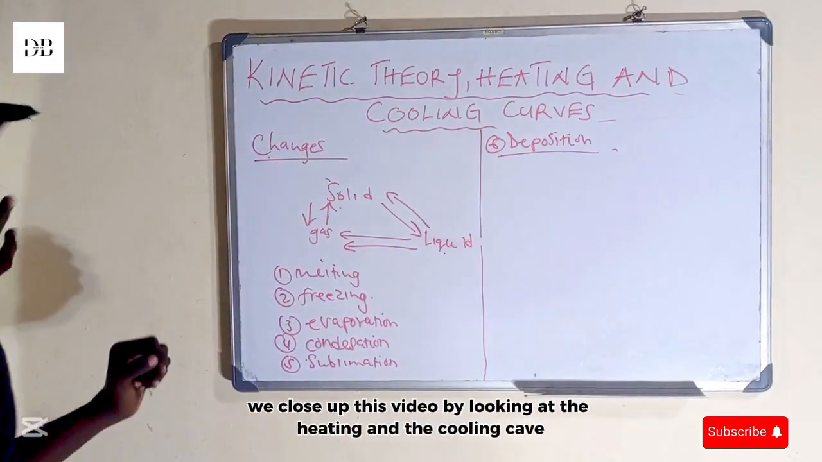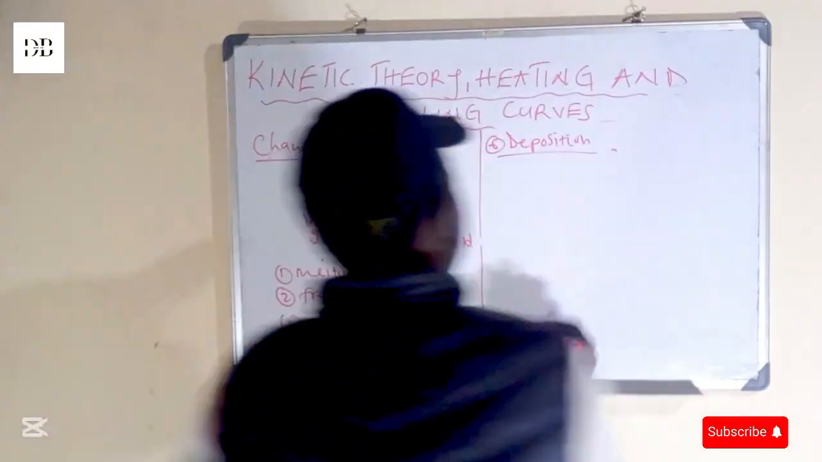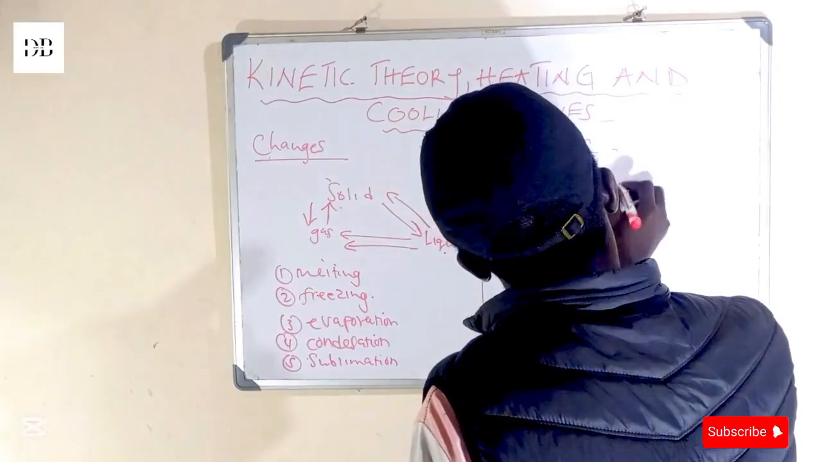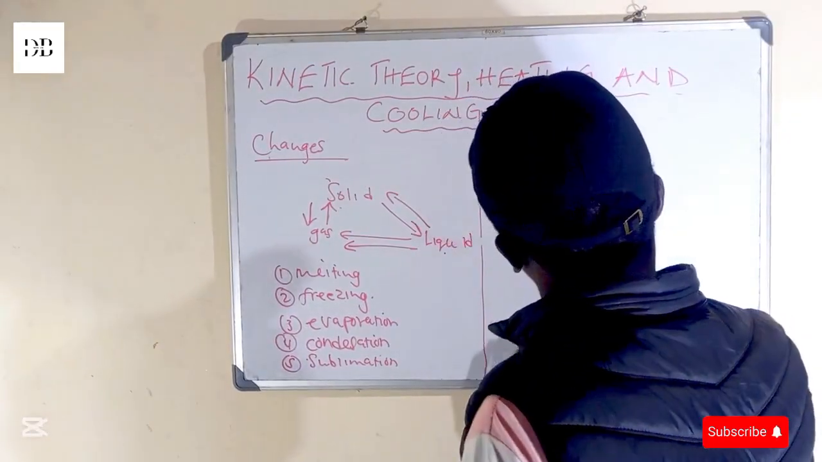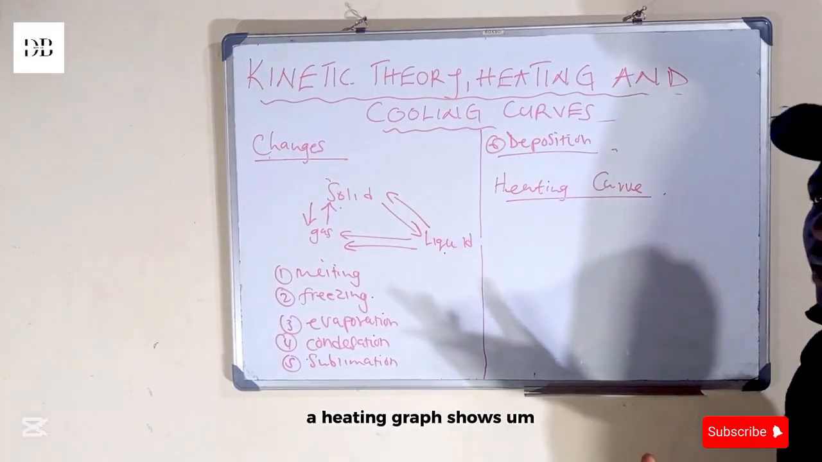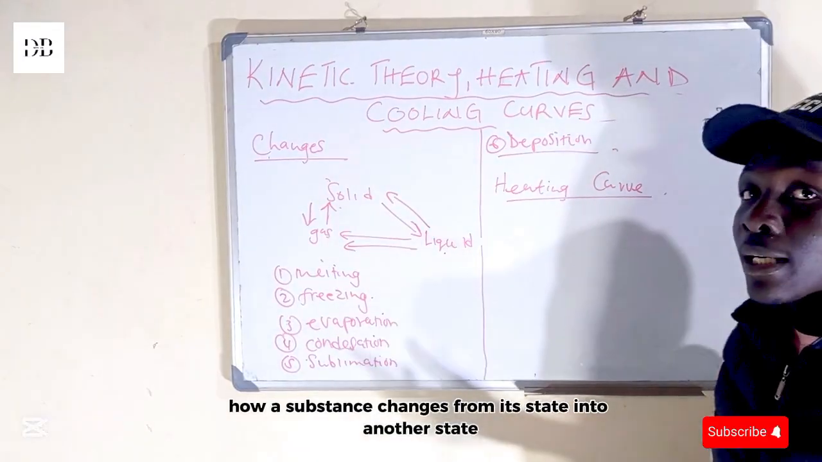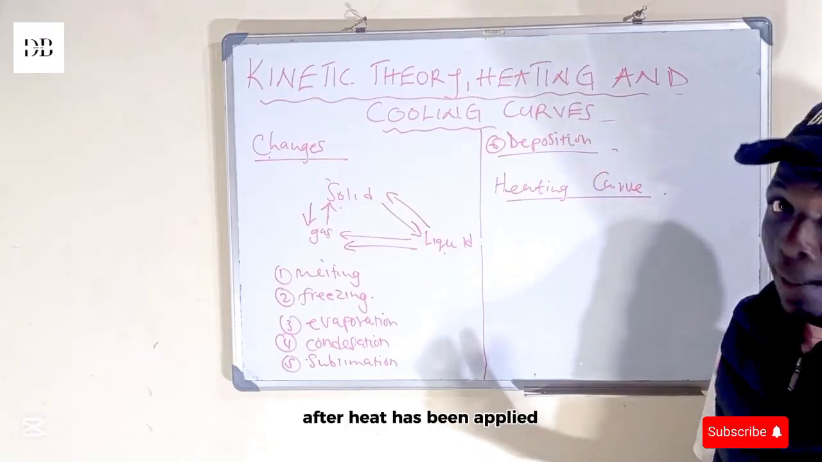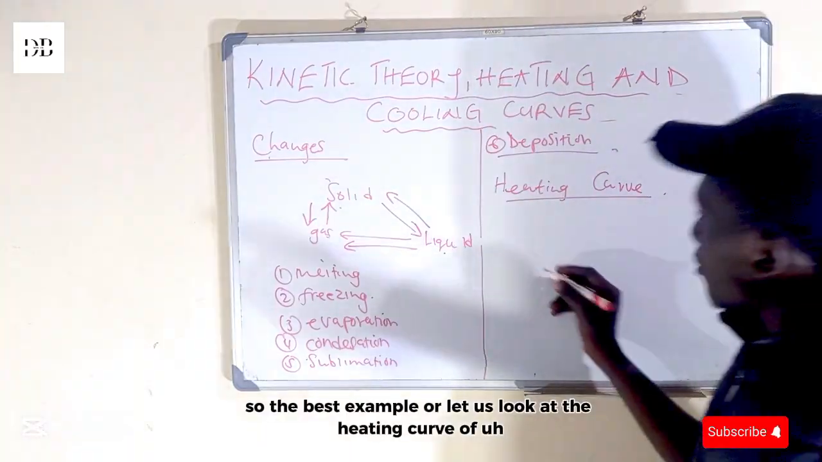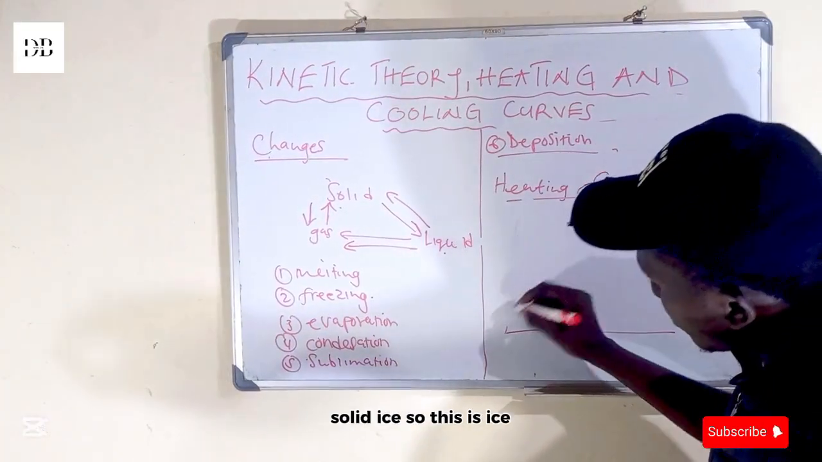So we close up this video by looking at the heating and the cooling curve. Let us begin with a heating curve. A heating curve shows how a substance changes from its state into another state after heat has been applied. So what you expect is a graph that is increasing. Let us look at the heating curve of solid ice.